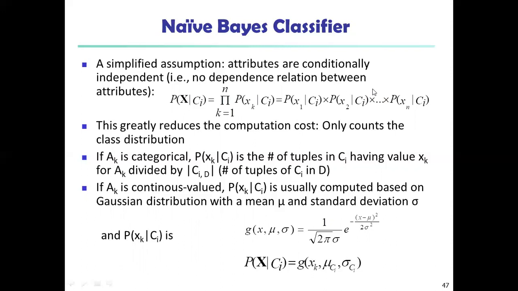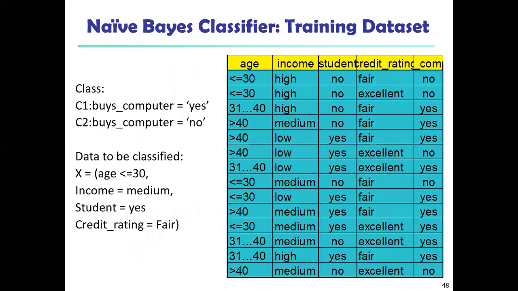Continuous values are represented using x, mu and sigma, that is, equal to 1 over the square root of 2 pi sigma, which gives the value of x. So the values show the maximum posterior hypothesis using the Bayes theorem with P of x given Ci and P of Ci given x.